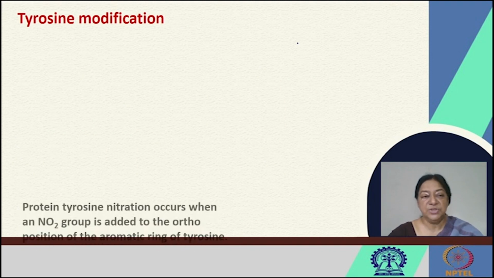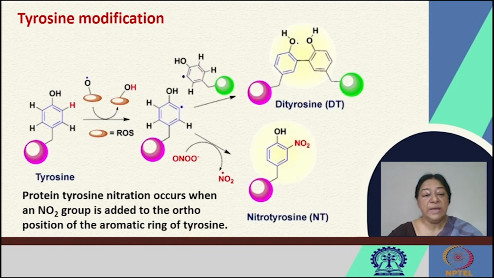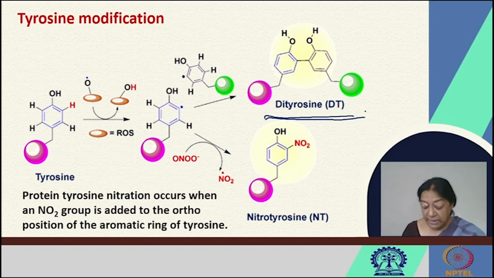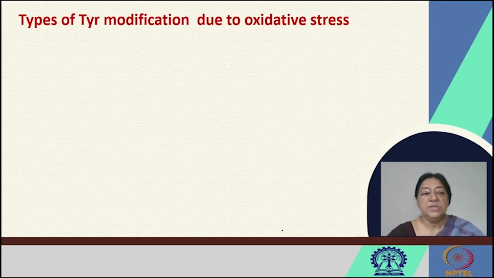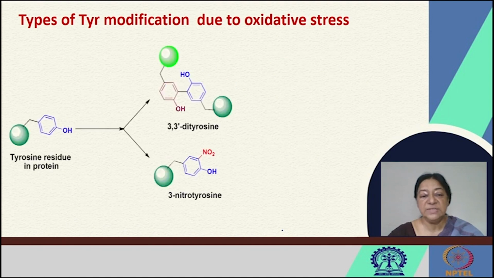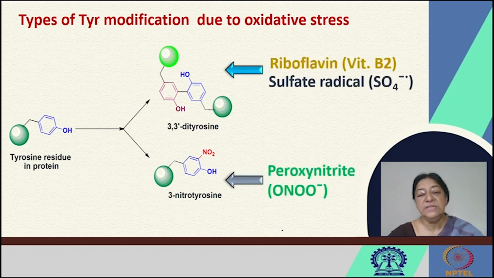In case of tyrosine modification, there are specific possibilities that can occur. We can have dityrosine formation, where we have a cross-linking of two side chains of tyrosine, two tyrosyl radicals that can form dityrosine, which is another indicator. In addition, there is also the formation of nitrotyrosine, where protein nitration occurs when an NO2 group is added to the ortho position of the aromatic ring of tyrosine, the side chain of tyrosine. So the types of tyrosine modifications due to oxidative stress can be in terms of 3,3' dityrosine or 3-nitrotyrosine, and these can be achieved in different ways as well.